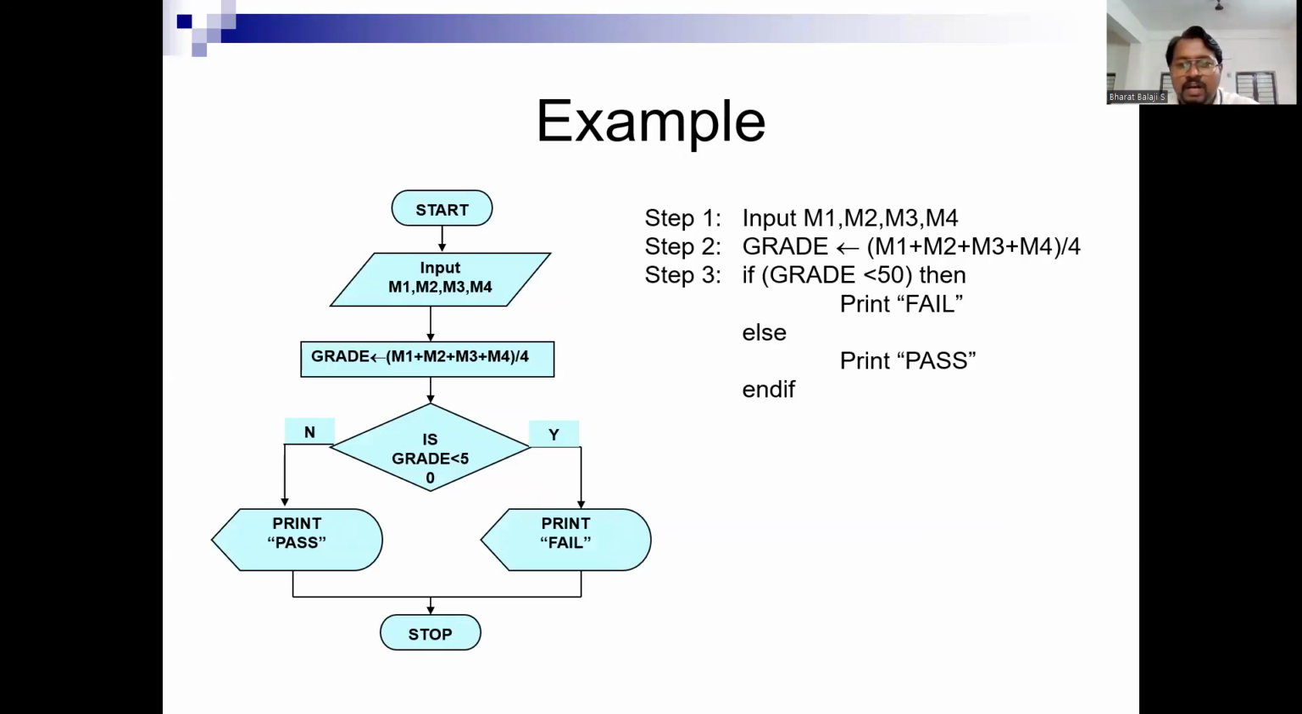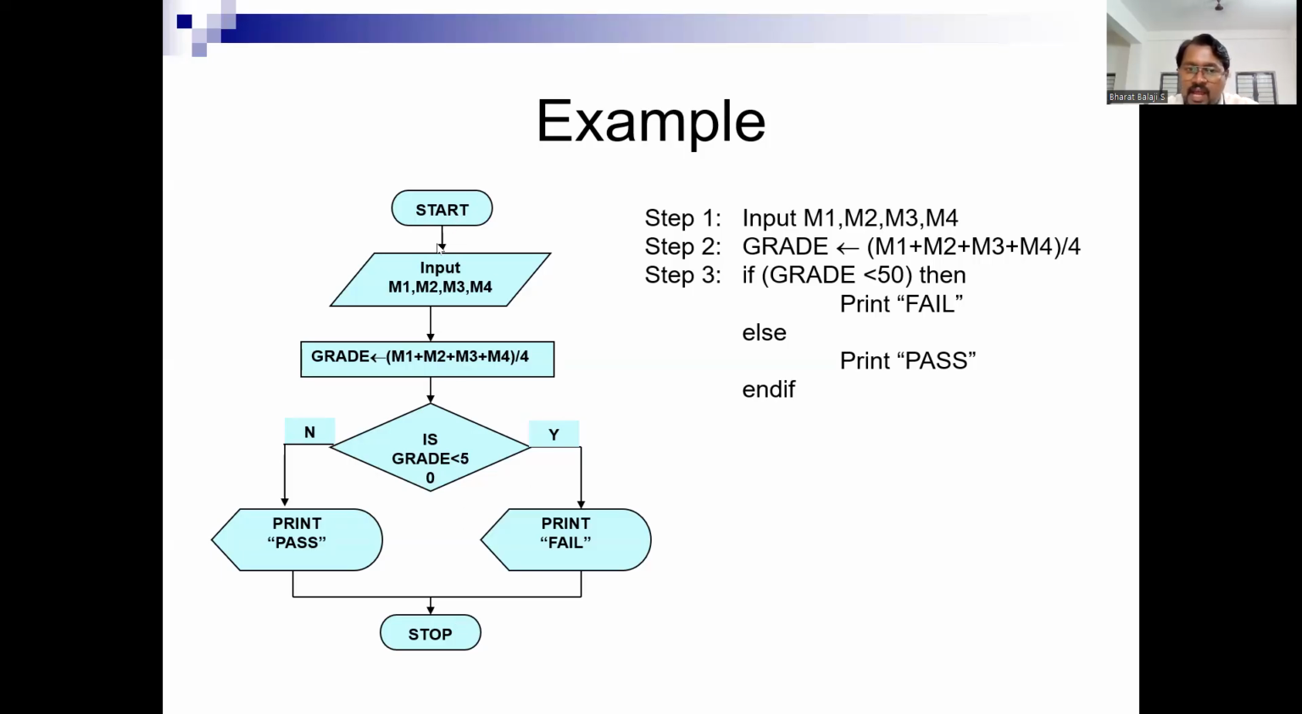Now, this is an example of a student grade. Just now we have seen an algorithm. We take the marks of four subjects of a student as input values, then sum those four marks and get the average. Finally, we check whether the result is pass or fail, the final result of the student. Here, the oval represents the start and the stop, the starting and the ending.